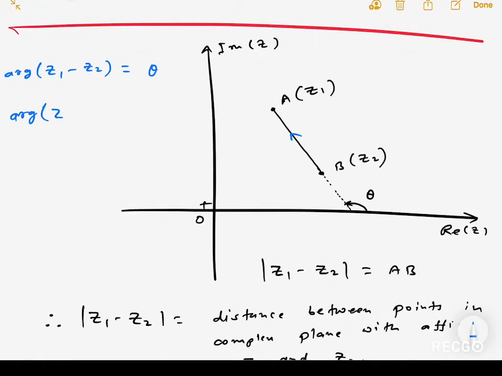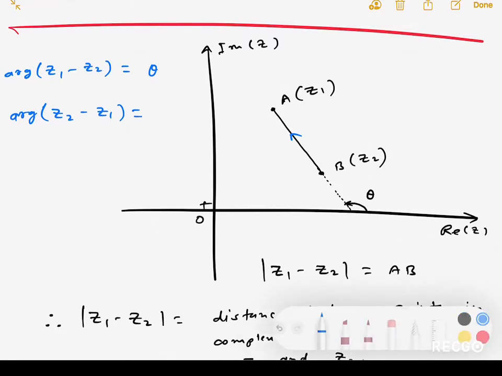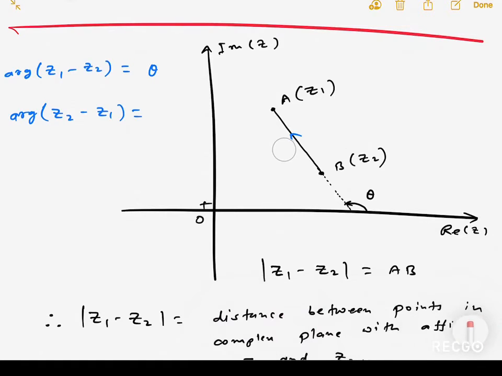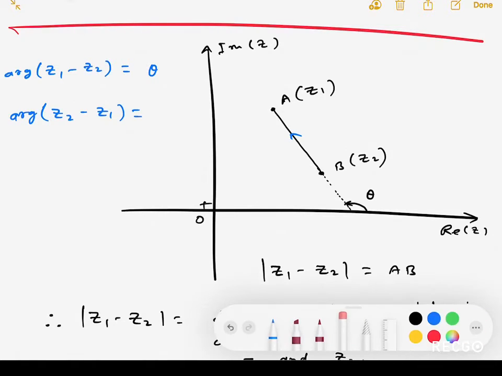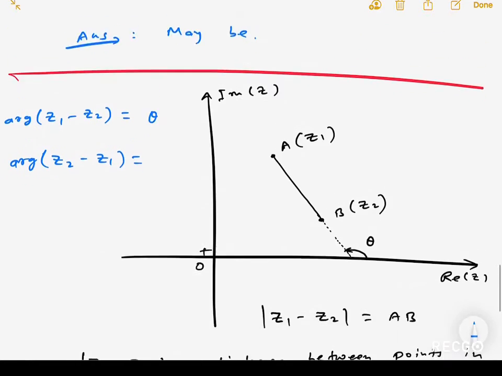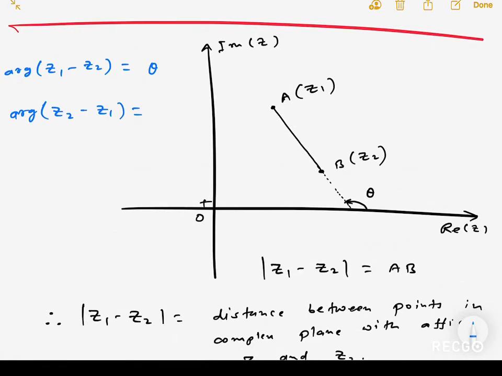Now in the second case, what is the argument of z2 minus z1? In that case, the direction of the vector will change. As you can see here, the vector z2 minus z1 will be the AB vector, so in the opposite direction as it was shown previously.